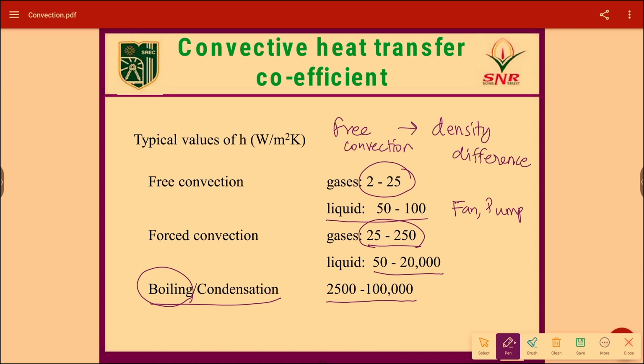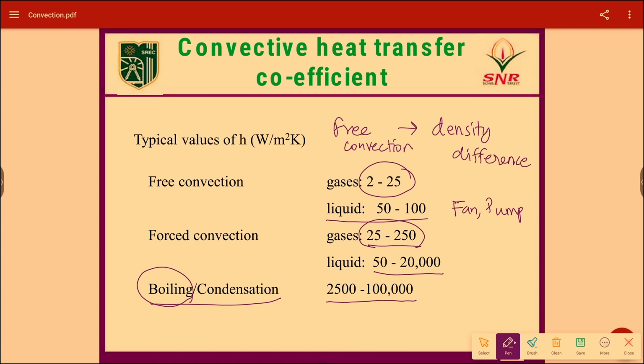The data that we have given here are only ranges. Just keep in mind, I have not given the exact values of convective heat transfer coefficient. For gases, if it is free convection, maybe from 2 to 25. If it is a liquid, the value will be from 50 to 100. For forced convection, for gases the value will be from 25 to 250. On the other hand, for liquid, it will be from 50 to 20,000. So these are the ranges of the convective heat transfer coefficient, not the exact values.